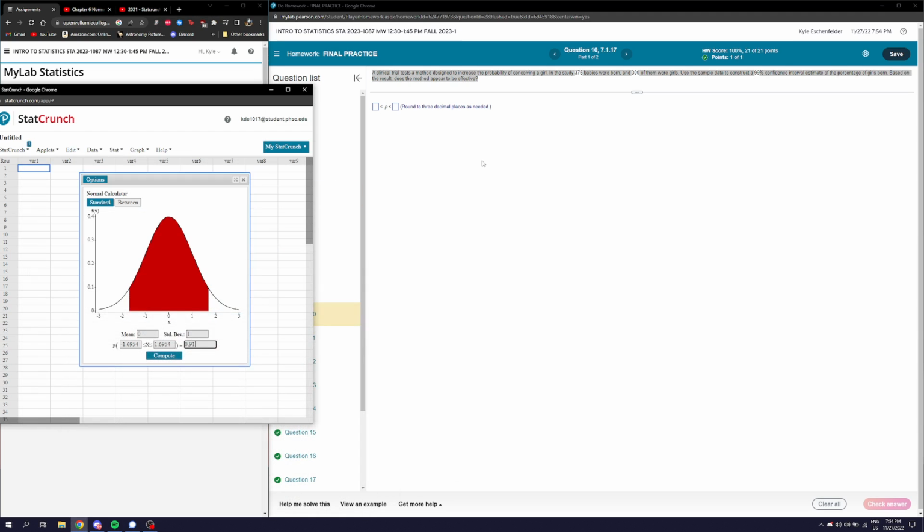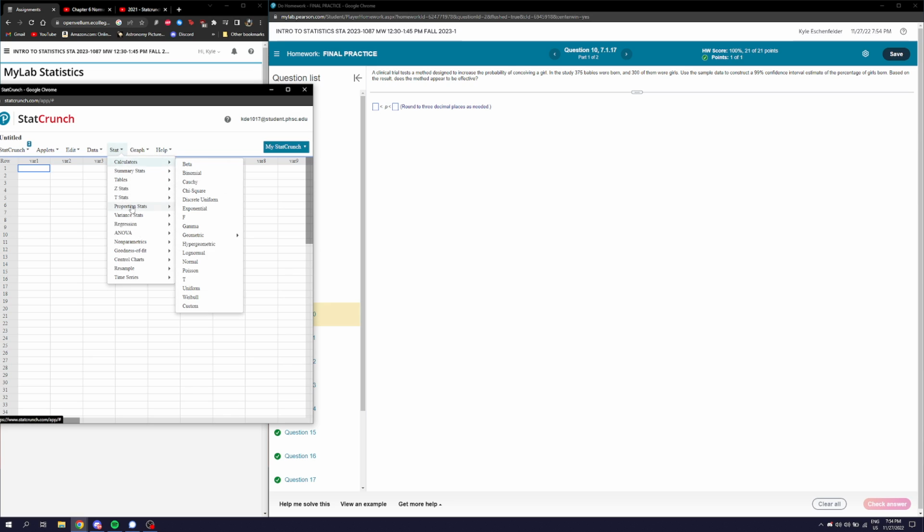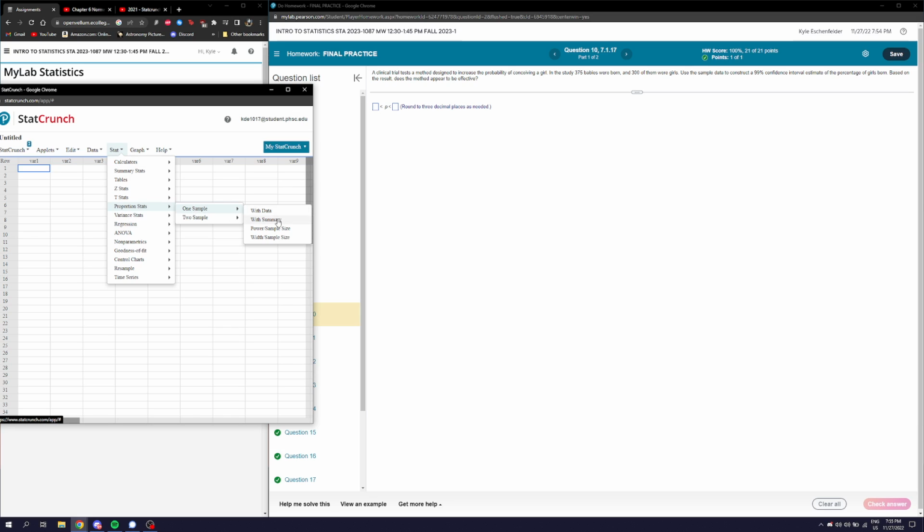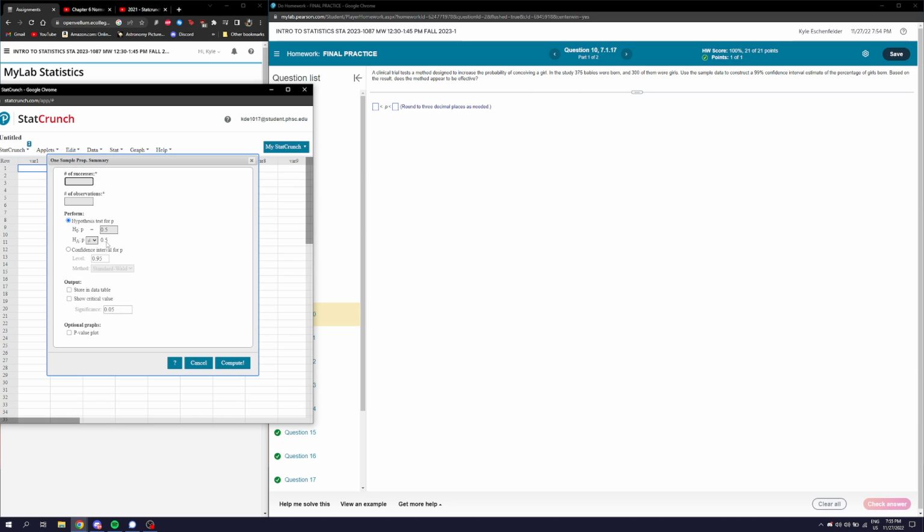Okay, boom. Ready. So for this one, it's not normal calculator, it is stat proportion. Because proportion is a synonym for probability, and we're dealing with the probability. Like, what's the probability that so many babies are whatever? So proportion, one sample, and then with summary, because this is a summary, not a bunch of data. And then, so total 375. That'll be the number of observations, 375. And then 300 of them were females, 300 were girls.